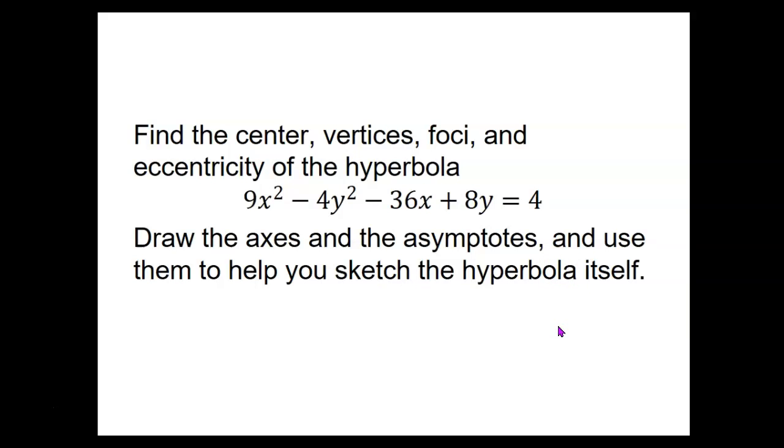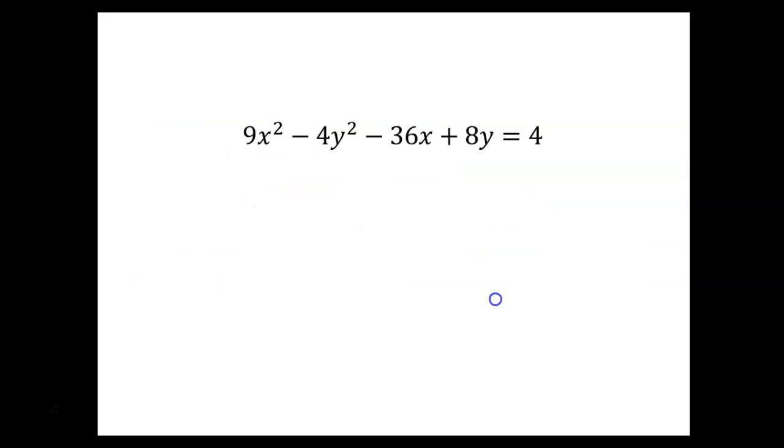Next example: find the center, vertices, foci, and eccentricity of the hyperbola 9x squared minus 4y squared minus 36x plus 8y equals 4. Draw the axes and the asymptotes and use them to help you sketch the hyperbola itself. Okay, the way this looks right now, it is not in the form that we would like it to be in, where we could see right away where the center point is and what the a squared and the b squared are and all that good stuff. So to wrestle it into that form, we're going to have to do some completing of the square.